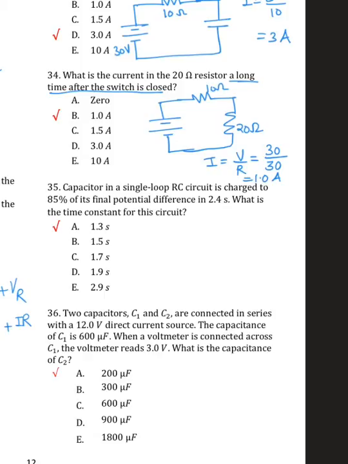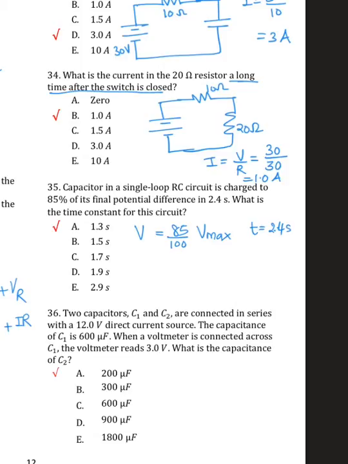Okay, let's solve this one. A capacitor in a single loop RC circuit is charged to 85% of its final potential in 2.4 seconds. What is the time constant for this circuit? So here it is giving you that the potential becomes 85% of the maximum potential in 2.4 seconds. That's the information which is given to us. So we want to find out what the time constant is for this.